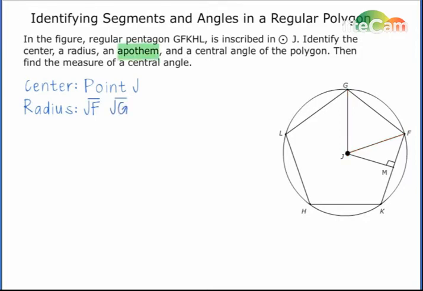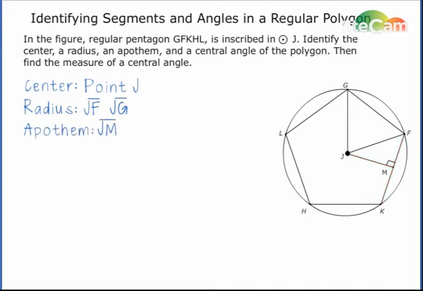An apothem is a segment drawn from the center of the pentagon that forms a perpendicular, or 90-degree, angle with the side or edge of the pentagon. Since JM and FK are perpendicular, segment JM is an apothem.